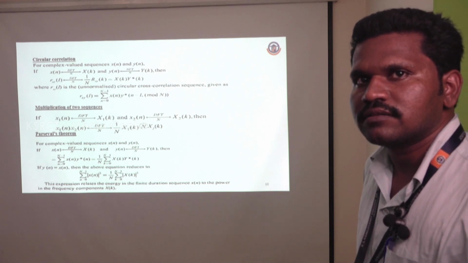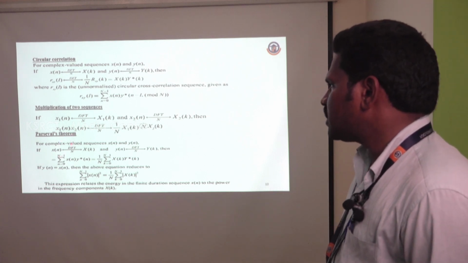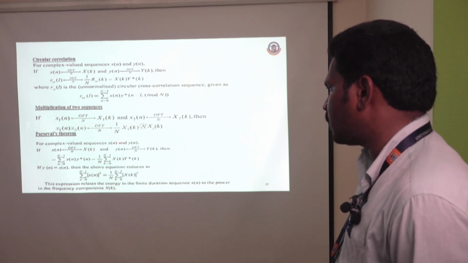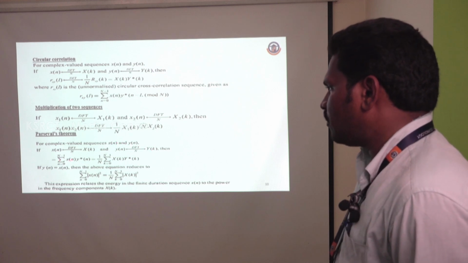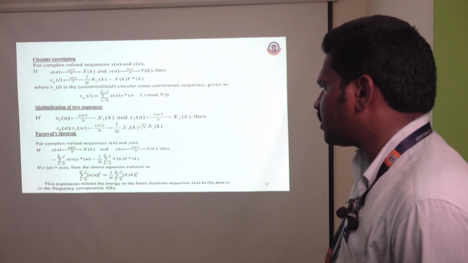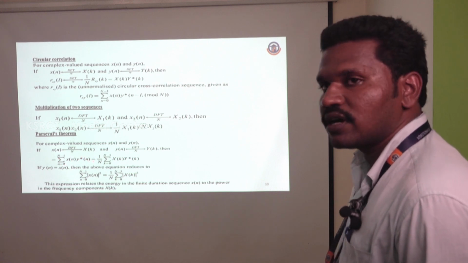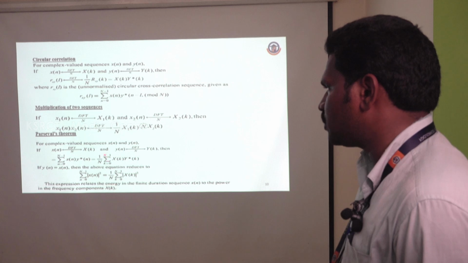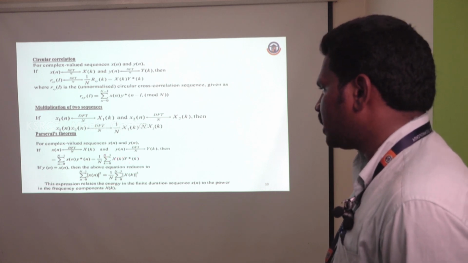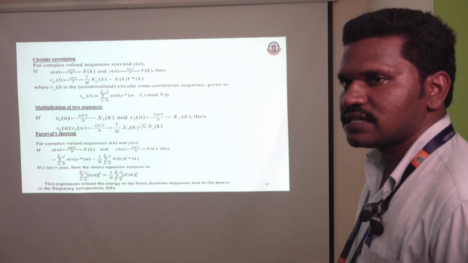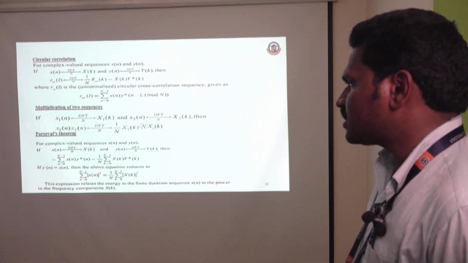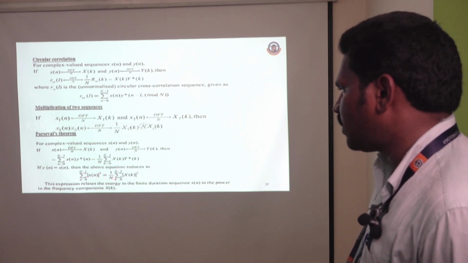The last property is Parseval's theorem. Parseval's theorem is for complex valued sequences like x of n tends to be x of k and y of n tends to be y of k. One sample is the real sample, another one is the conjugate sample. So summation n equal 0 to N minus 1, x of n into y conjugate of n, is equivalently written as 1 by N summation k from 0 to N minus 1, x of k into y conjugate of k. So the above equation can reduce, as the two sequences are equivalent, to summation n varying from 0 to N minus 1, modulus of x of n squared, is equal to 1 by N, that is called Parseval's theorem.